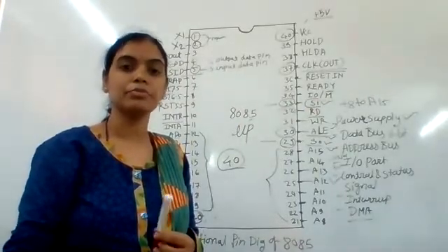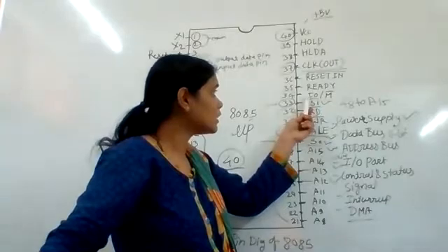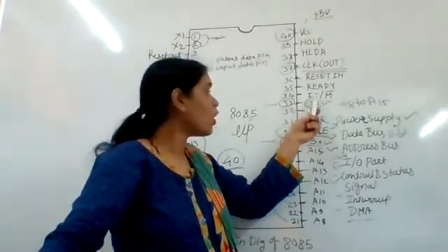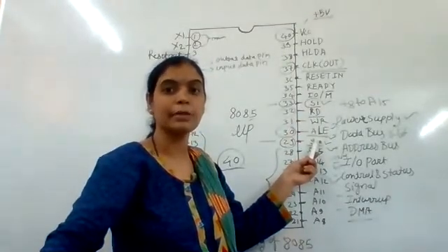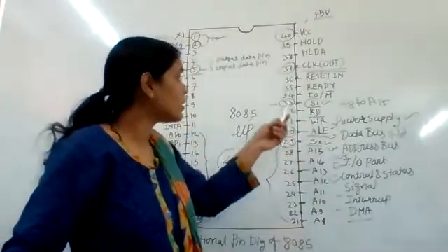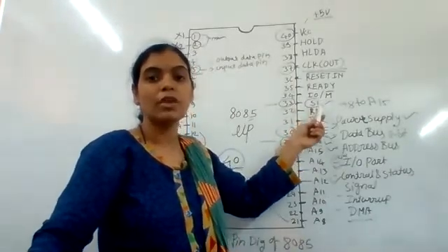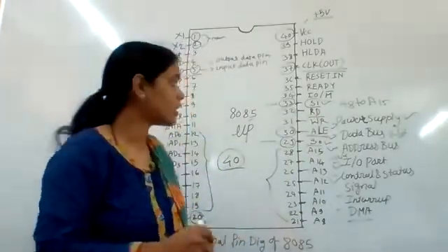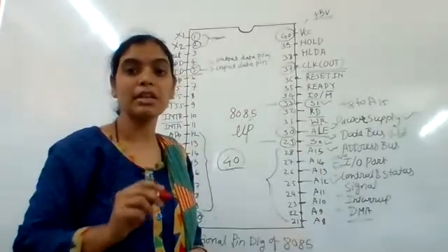Okay, see, when the IO/M signal on pin number 34 is low, that means 0, and S1 is also 0 and S0 is also 0, at that time the data bus status is halt. Now if IO/M is 0 or low, S1 is 0 and S0 is 1, at that time it denotes the memory write operation. The data bus status is memory write.